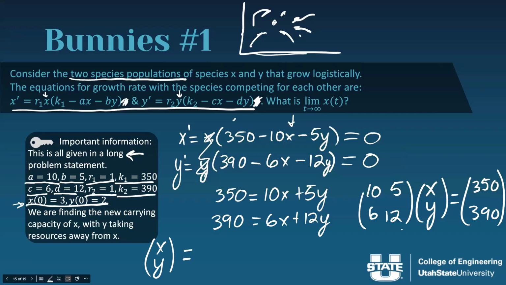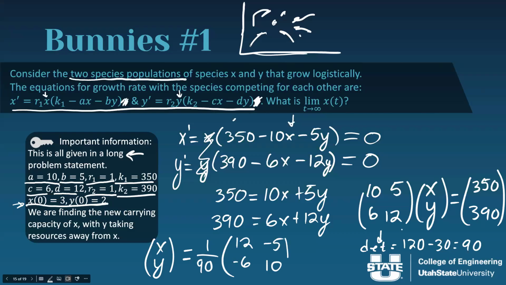So, xy equals, if we take the inverse first, we need to find the determinant. So, the determinant is equal to 90, that's 10 times 12 minus 5 times 6. And so it's going to be 1 over the determinant. Then we take our matrix, we swap the diagonals, and we make our off diagonals negative. And now we multiply that out.